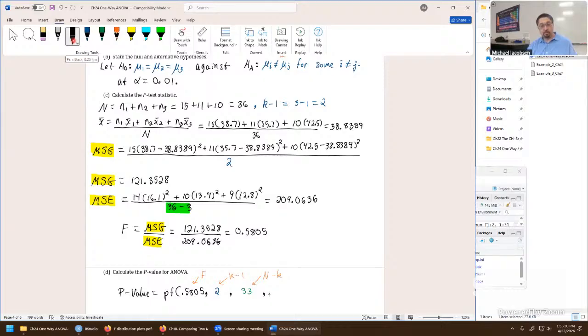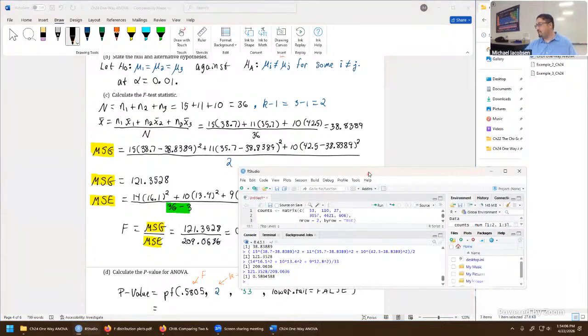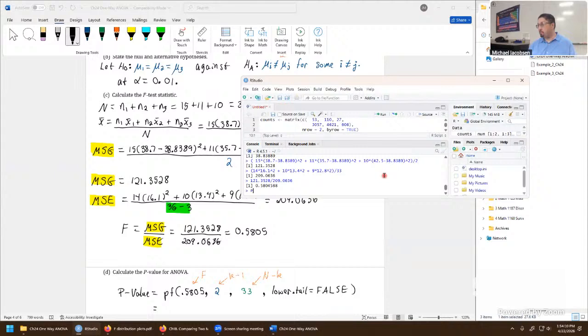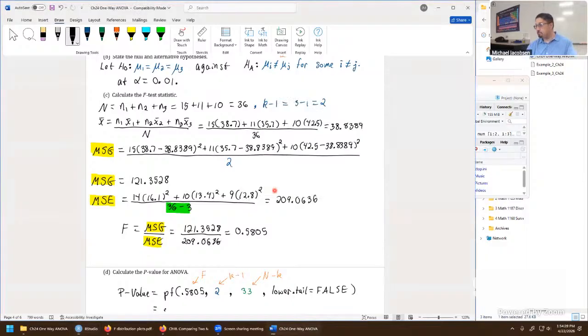And the final thing, just like with all the chi-squared methods we looked into, is set lower dot tail equals false. So that will give us our p-value in one shot. Let's write this out. Probability F distribution, 0.5805, 2, 33, lower dot tail is false. And this is what we get for our p-value. It's gigantic in this problem, 0.6122 upon rounding.